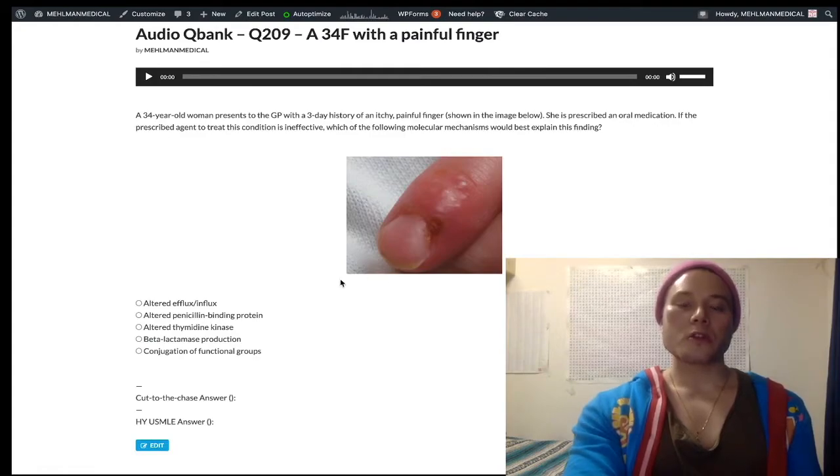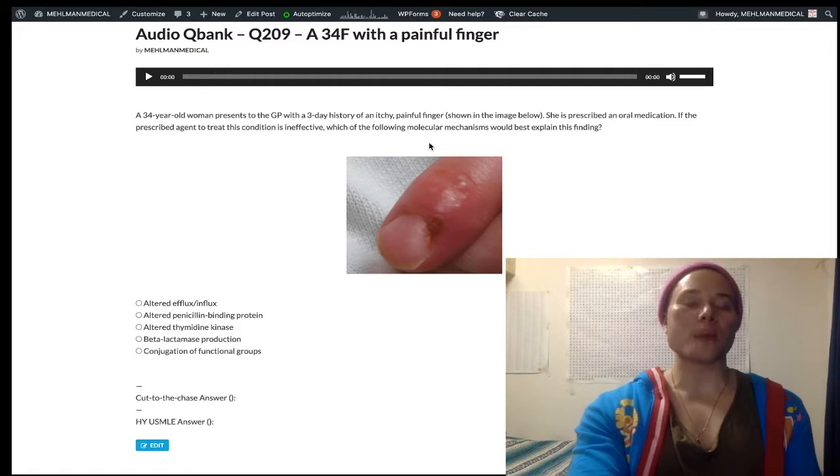Okay, so many students seeing this question will probably think this is initially too easy, that this is just herpetic whitlow. This is the diagnosis, okay? Herpetic whitlow. Whitlow is literally herpes, HSV 1 or 2, of the finger, okay? And it's classically seen in dental workers, like dental hygienists, okay?